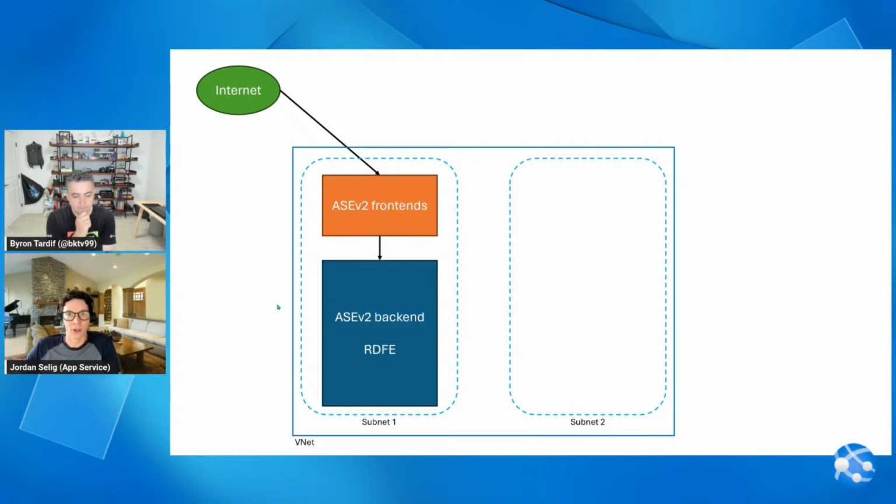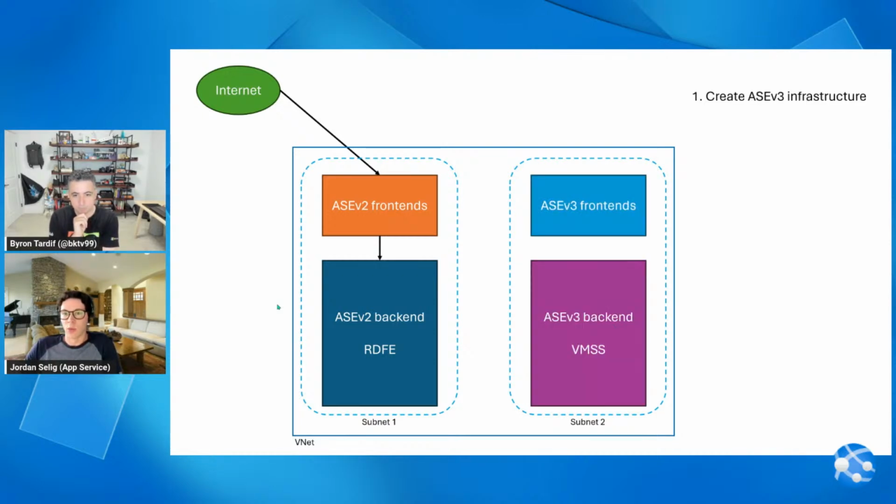So right now you have your ASE v2 running in subnet 1, and you have empty subnet 2. You start the process by getting some new IPs. We give you those IPs, and you can do what you need to do with them. And once you start the migration, we immediately start spinning up your ASE v3. So you can see right now we have a side-by-side configuration.